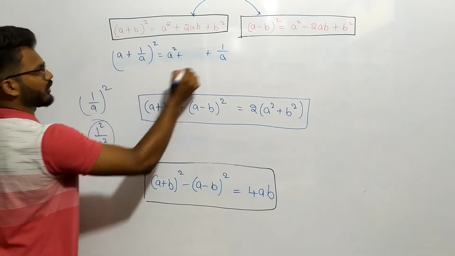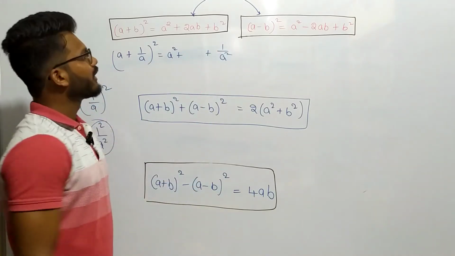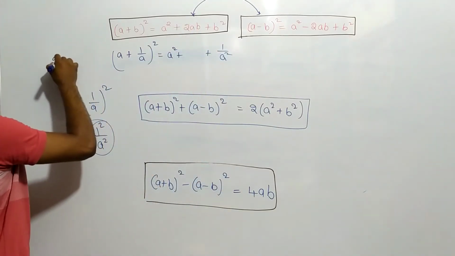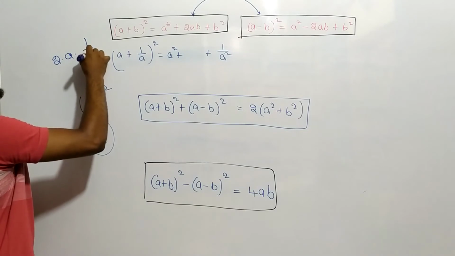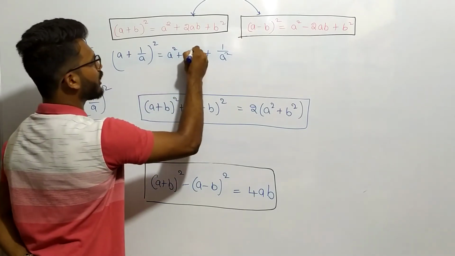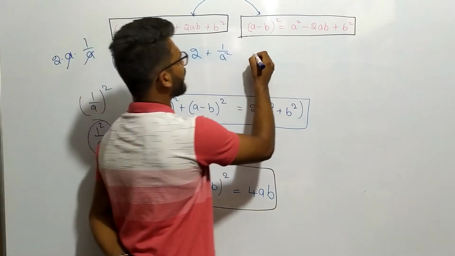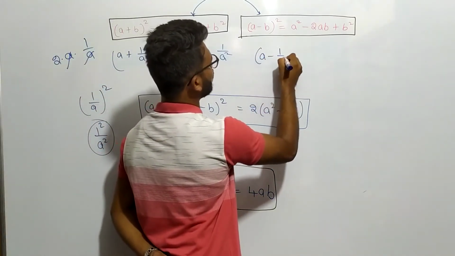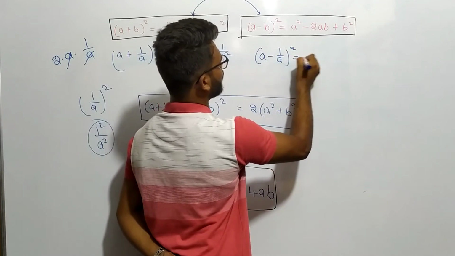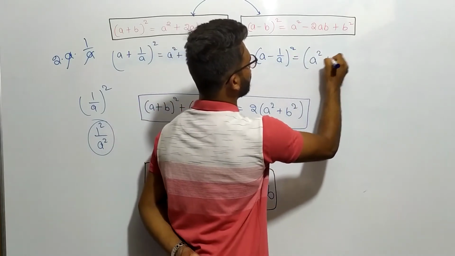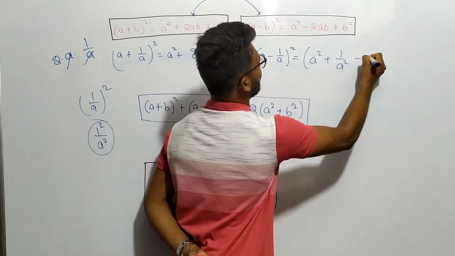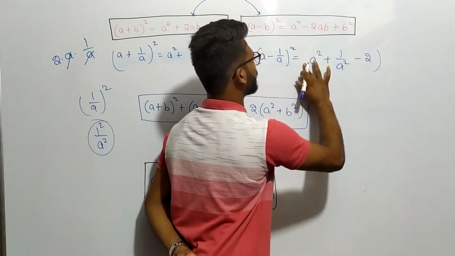So 1 by a square. And 2ab is nothing but 2 into a into 1 by a, a and a will get cancelled. So a square plus 1 by a square plus 2. In the same way here we will get a minus 1 by a whole square is equal to a square plus 1 by a square minus 2ab, means minus 2 we will get.